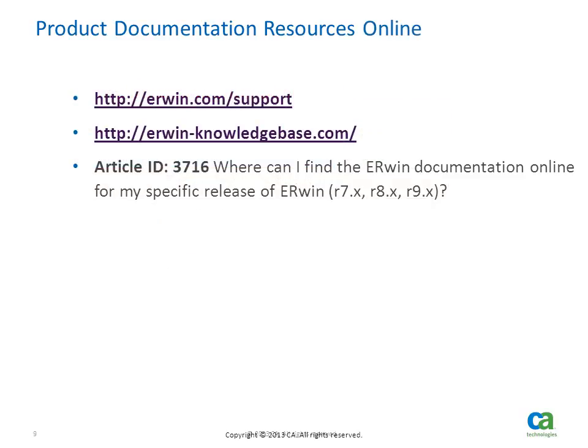For product documentation resources online, erwin.com/support is our website. Our knowledge base is erwin-knowledgebase.com. I recommend that you go up there. We've been putting out a lot of articles on how to better use ERwin, best practices, and also how to overcome any problems. Article 3716 goes over the steps to find the documentation for any specific release of ERwin. So if you are still on R7, it will tell you how to download the documentation for R7, R8, and R9.5. So 3716 is an article to note, and please look for that.